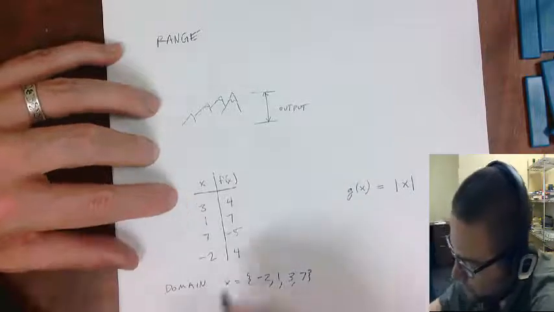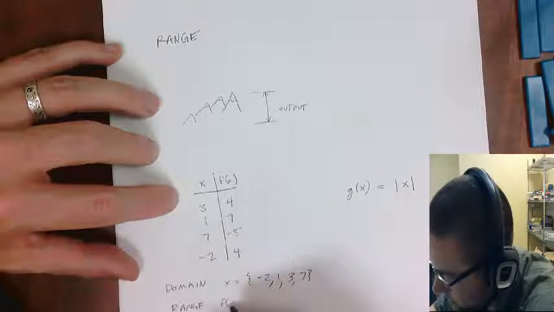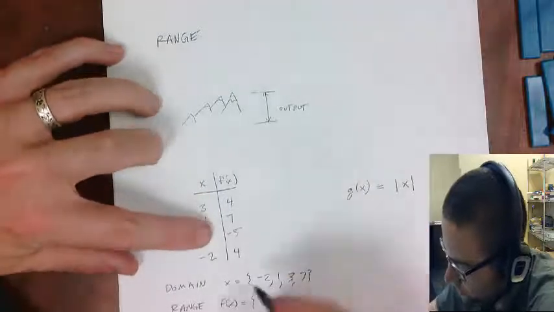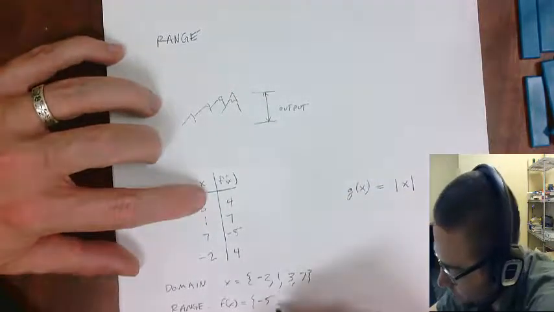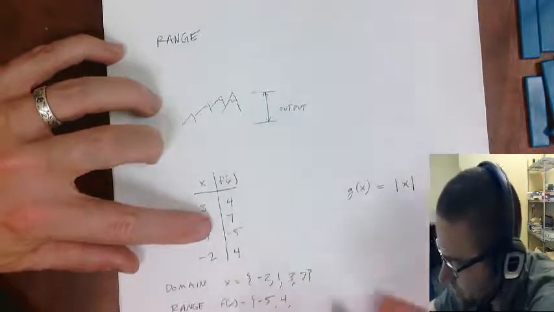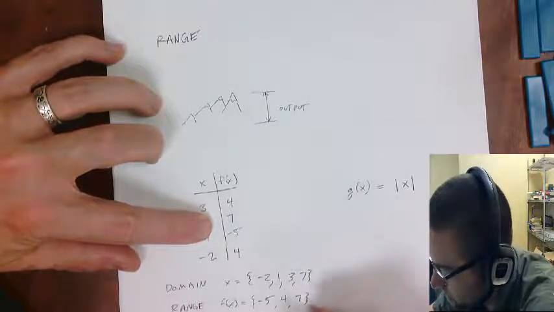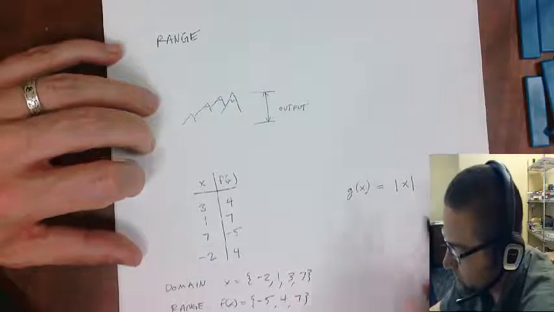So this is the possible domain, and then the range of f of x is lowest one is -5, and then since 4 was written twice, we only write it once in the set. So it takes care of both of them, is a possible outcome, and 7. Okay, so that's an example from a list.